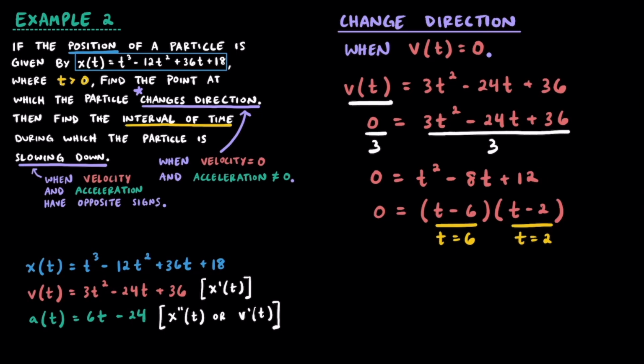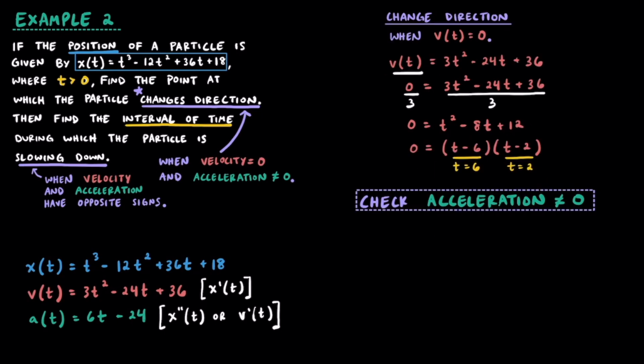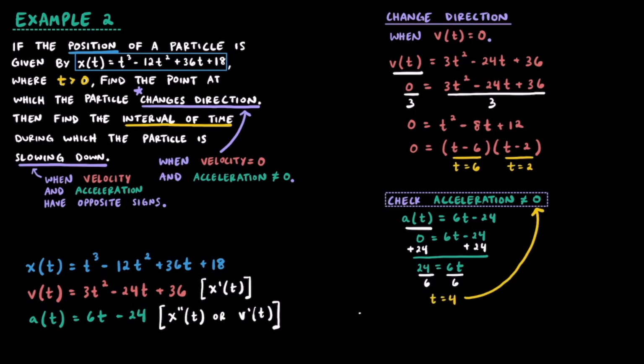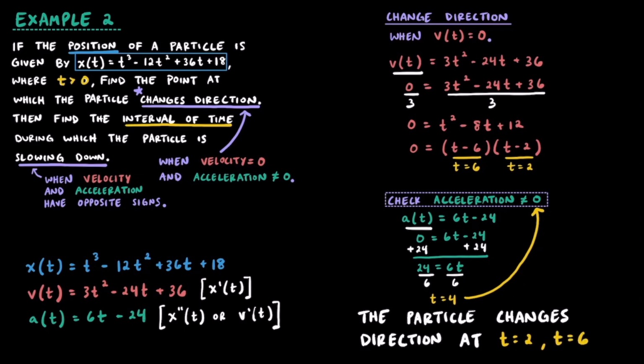Now that we found out when the velocity is equal to 0, let's check out when the acceleration is not equal to 0. Our acceleration function is a of t is equal to 6t minus 24, and let's set it equal to 0 to find out when we don't want the time to be. Solving this linear equation, we find out that the acceleration will equal 0 when time is equal to 4. That means that when the time is not equal to 4, like when time is equal to 2 and time is equal to 6, the acceleration does not equal 0.